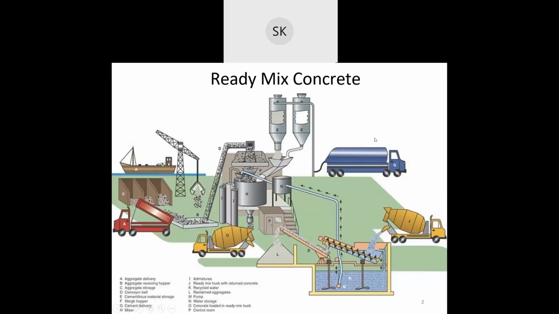So this is basically a plant where aggregate, cementitious material and admixtures are mixed in a big chamber, and then it will transfer to these transit trucks, and these trucks go to the sites where RMC is required. The short form of ready mix concrete is known as RMC.